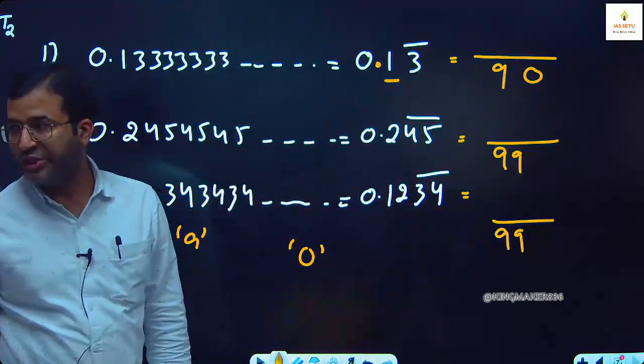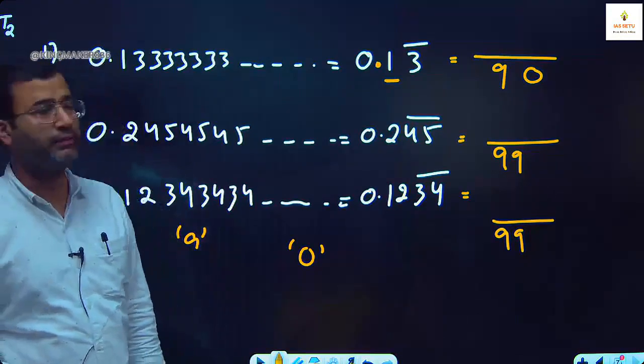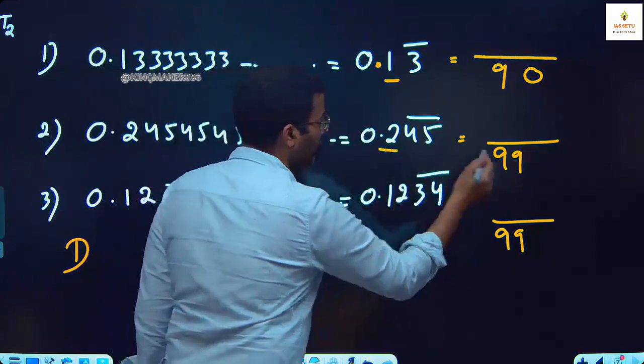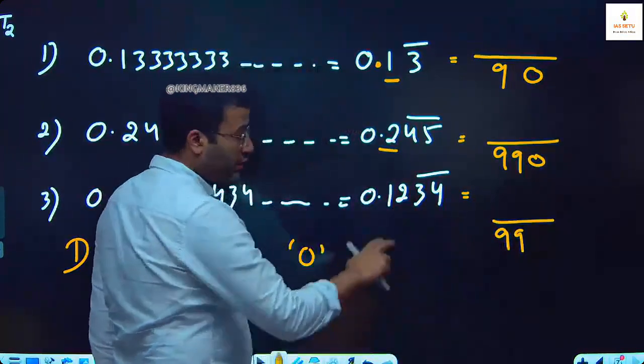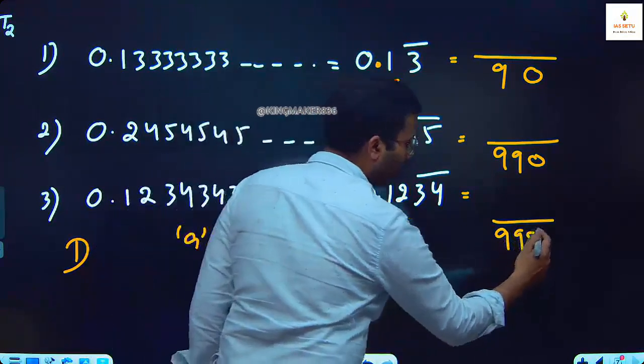As many 0, as many digits between decimal and recurring part. So between decimal and recurring part, how many digits are there? 1. So we put 1 zero. In this question, how many digits are there between decimal and recurring part? 2 digits. So you have to put 2 zeros.